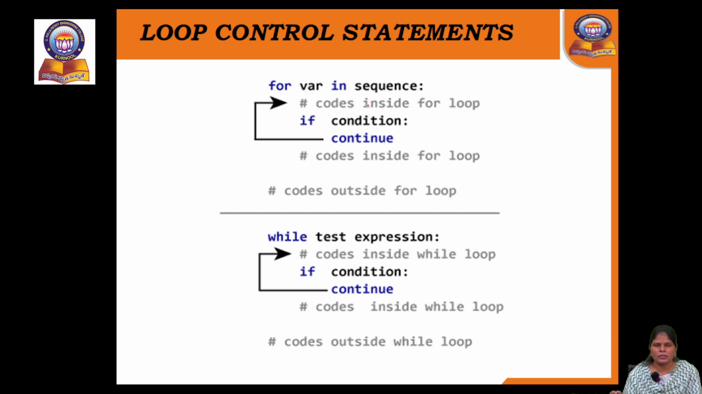First, var in the sequence, the condition is true. So next it will check the condition. If this condition is true, then the continue will be encountered. So the statements in the loop will not be executed. It goes to the next iteration.